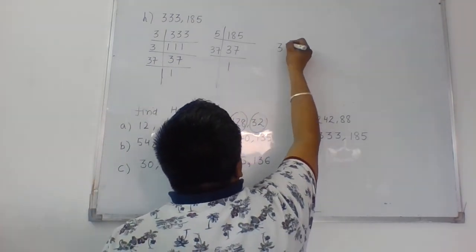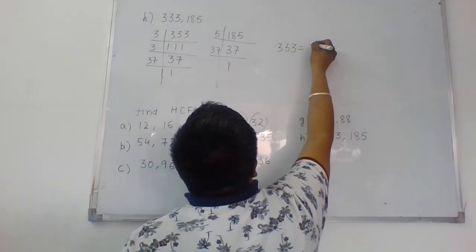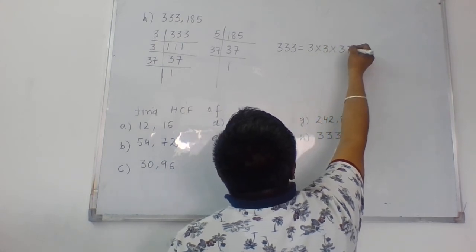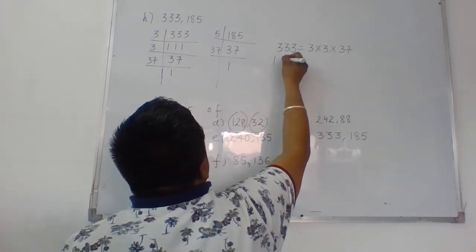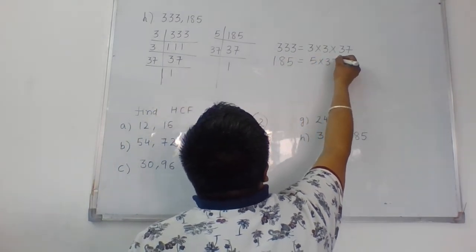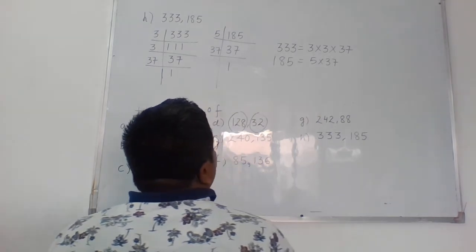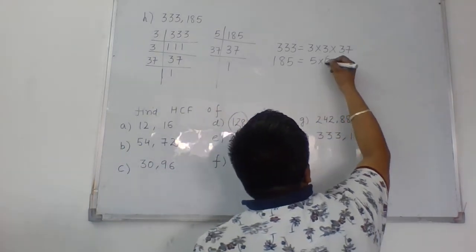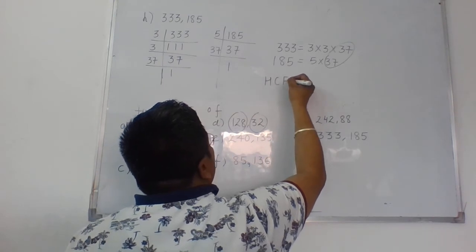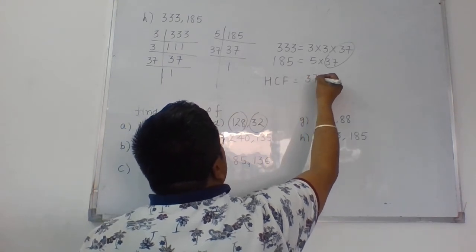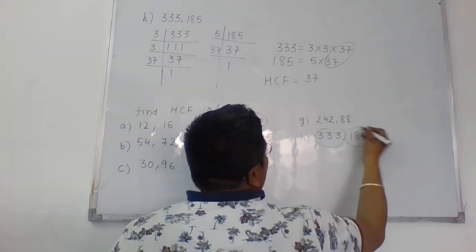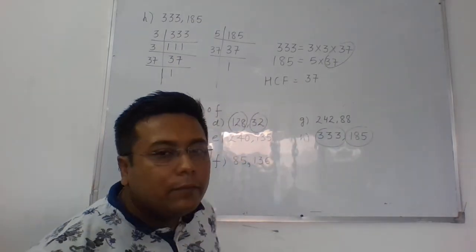So prime factors of 333 are 3 multiplied by 3 multiplied by 37, and 185 are 5 multiplied by 37. So what are the common factors? Only one common factor in both. So HCF is that common factor only. So 37 is the HCF of 333 and 185.